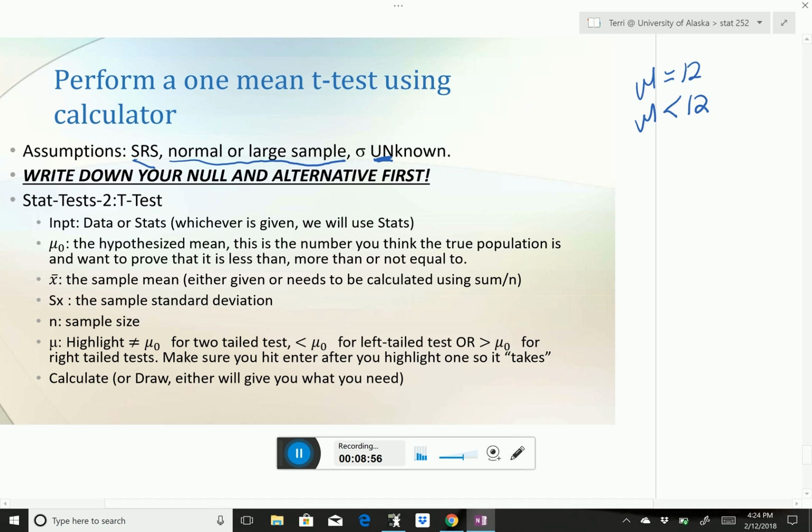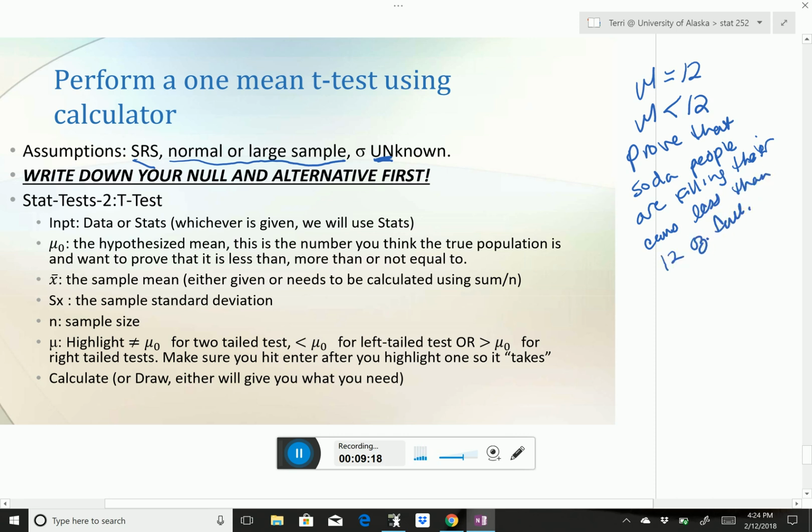So this is my null and alternative. I'm trying to prove that the soda people are filling their cans less than 12 ounces full when it's marked 12 ounces on the can. So that's what I'm trying to prove. So the question being asked, the thing I'm trying to prove, goes in my alternative hypothesis.